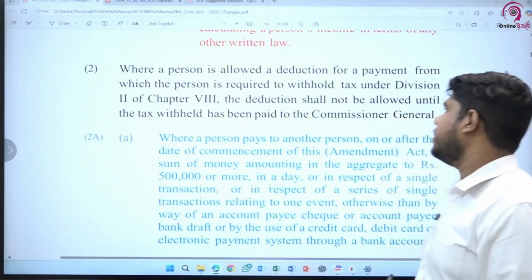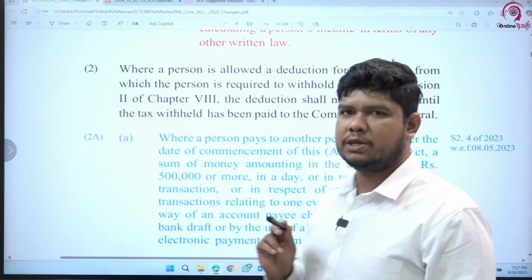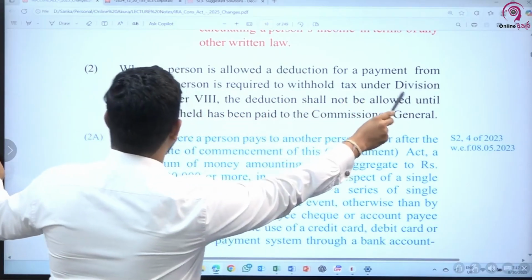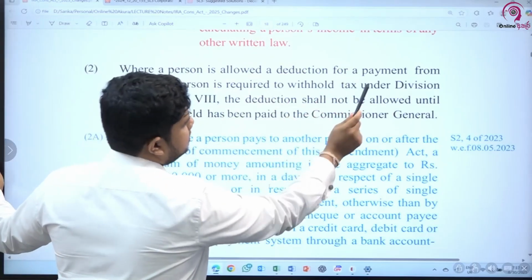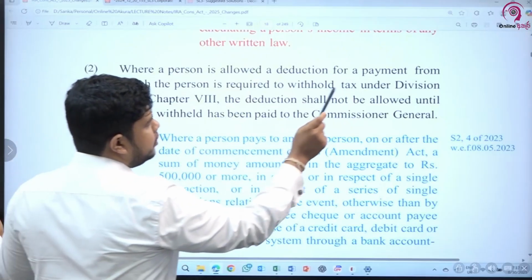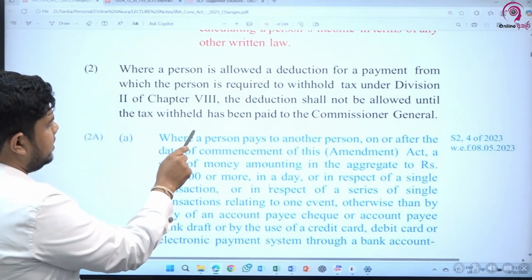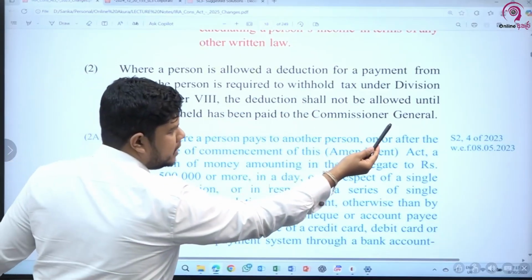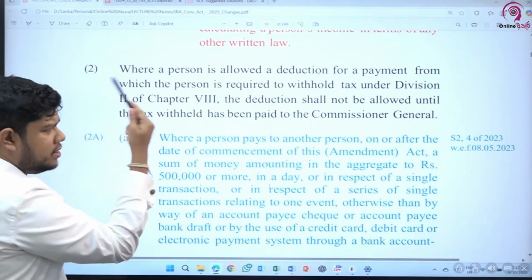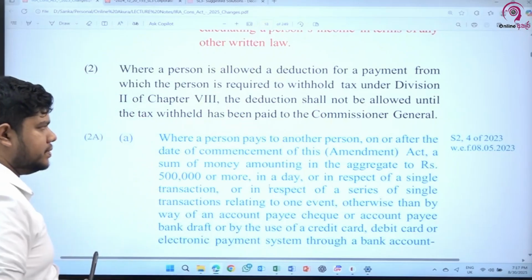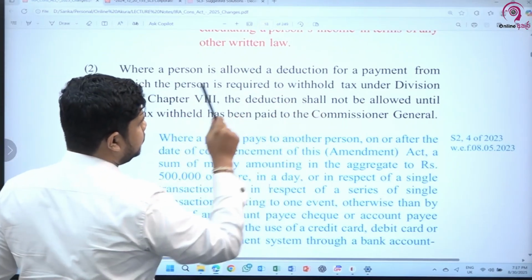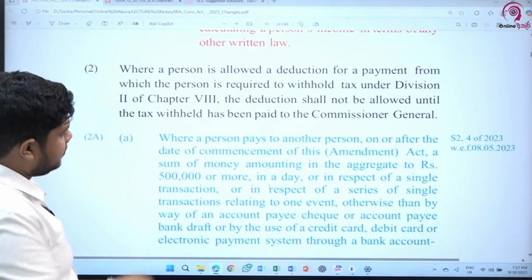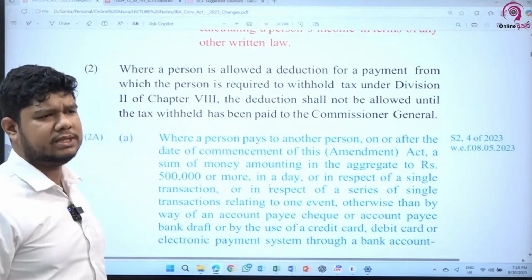But if you want to go beyond that, see the terms. This is not for your exam, but for your life, to explain how to read. Where a person is allowed a deduction for a payment from which the person is required to withhold tax, the deduction shall not be allowed until the tax withheld has been paid to the Commissioner General. Read again: the deduction shall not be allowed until the tax withheld has been paid to CGIR. When there is a requirement to deduct WHT, you cannot deduct the expense if the tax withheld has not been paid to CGIR.